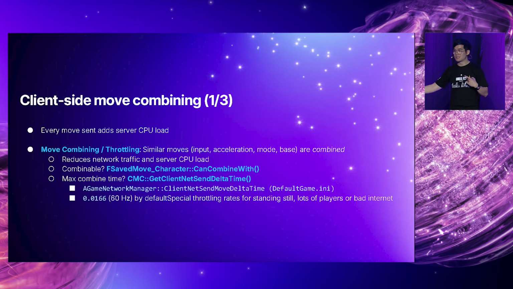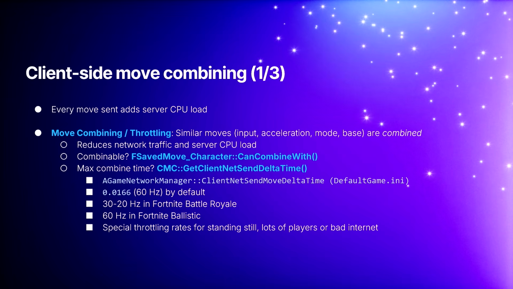The maximum time that the client will combine moves is configurable as well. You can either override the CMC's ClientNetSendDeltaTime, or configure ClientNetSendMoveDeltaTime in your DefaultGame.ini. In a fresh Unreal project, this is configured so that you send about 60 moves per second, so you combine moves up to a 60th of a second.